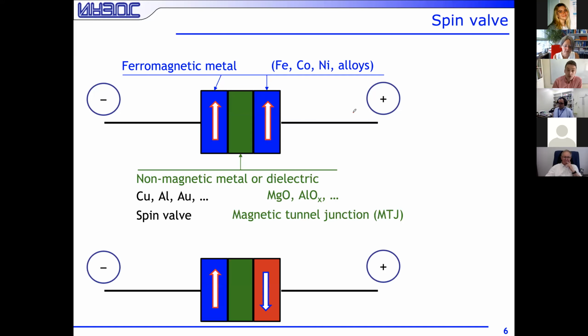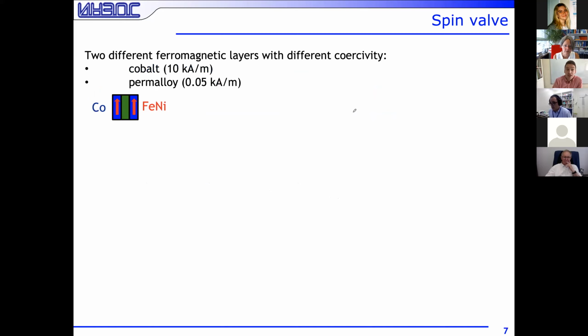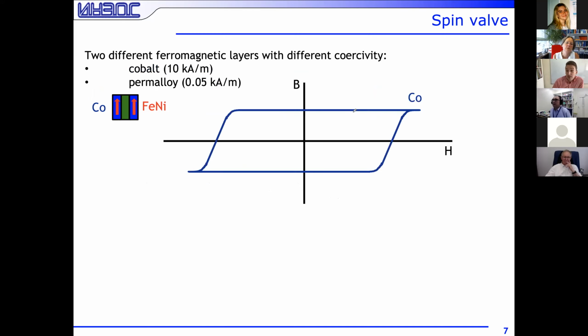And since ferromagnetic layers can be magnetized in different directions, at least in principle, we have two configurations: the parallel one, which usually has low resistance, and the anti-parallel, which usually has high resistance. If we make the next step and make these films out of different ferromagnetic materials, for example, cobalt and an alloy of nickel and iron, and if these metals have completely different coercivity, so we can remagnetize them at different values of external magnetic field, we can do a nice thing.